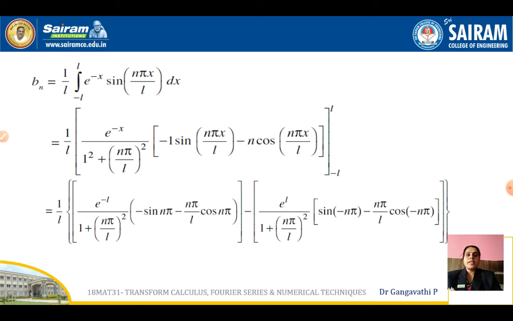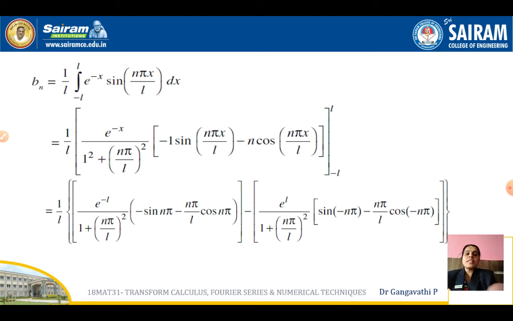Now a naught and an are done, we have to evaluate bn. Bn, the formula is this. So again I am repeating, this is actually the original one. In this, if you take L is equal to pi, you get the formulas for minus pi to pi. So it's better to remember this set of formulas itself instead of that. So this is integration. Again, none of the functions are vanishing, so you need to apply the formula.